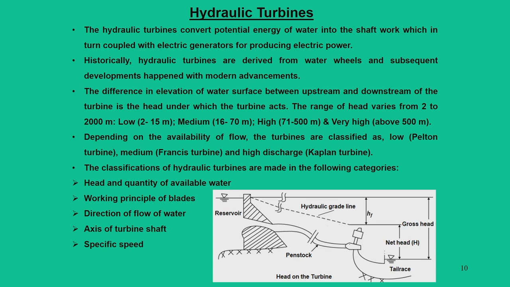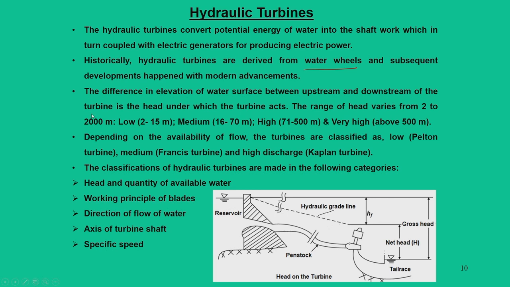Now, let us move on to the next segment, which is hydraulic turbines. In fact, they are the backbone of hydroelectric power plants, because they convert the potential energy of the water into shaft work, which in turn is coupled with the electric generators for producing power. Historically, hydraulic turbines are derived from water wheels. Initially there was no concept of water turbines or hydraulic turbines; rather, people used to call them water wheels. One such name is the Pelton wheel. But with more developments in recent days, hydraulic turbines are classified based on the difference in elevation of the water surface available between upstream and downstream of the turbine.